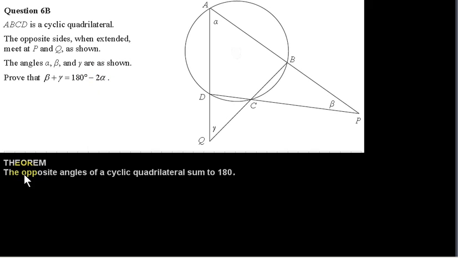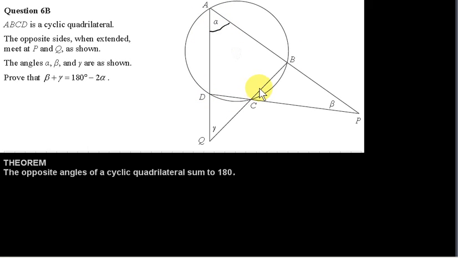We will be using the following theorem. The opposite angles of a cyclic quadrilateral sum to 180 degrees. As I've mentioned previously, a cyclic quadrilateral is a quadrilateral through which a circle can be drawn. The circle will touch the four corners. So ABCD is a cyclic quadrilateral, so its opposite angles sum to 180.